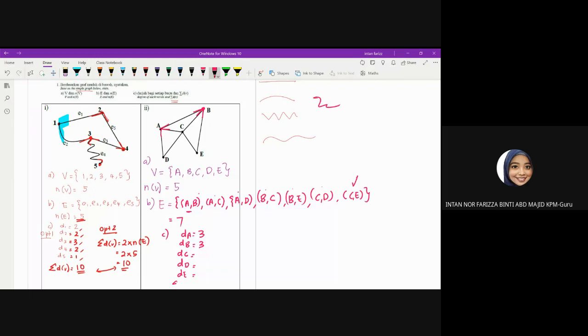So you find the sum of the vertices, and this is option 1. I want you to try out option 2 using the formula. Summation of degree of the vertices will be 2 times the number of edges. Try first. If you have finished, I want you to raise up your hands. Everyone put your hands down first. When you have finished, you raise up your hands, all right?